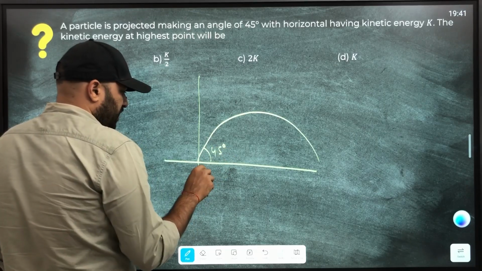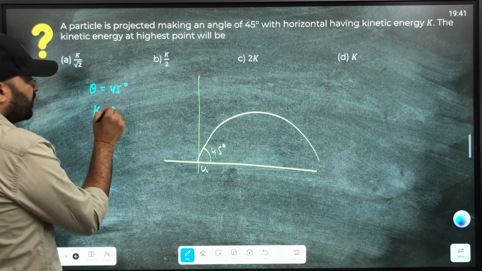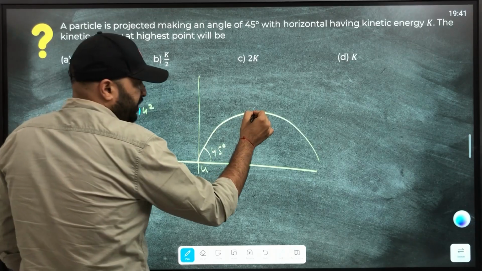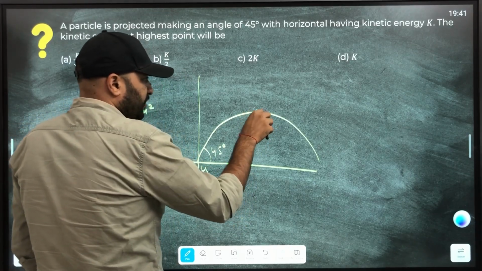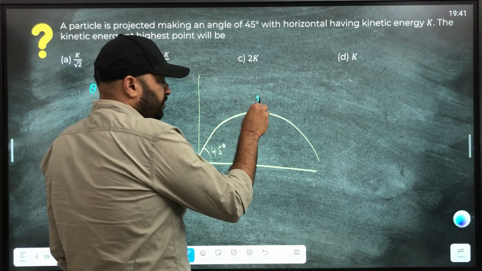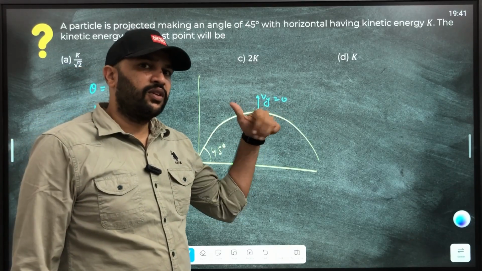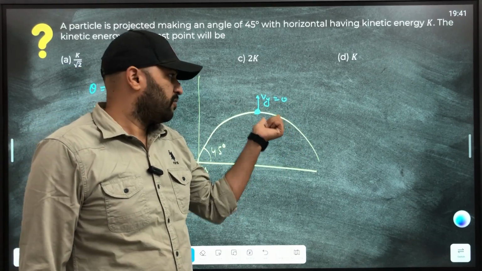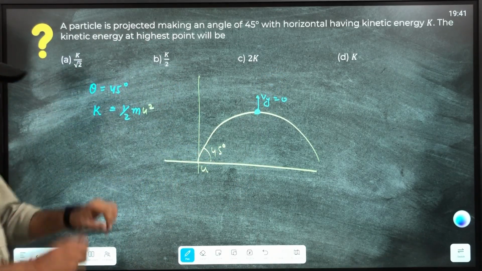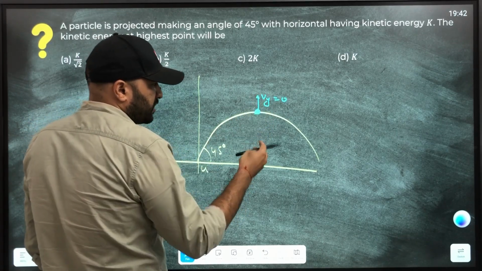If initial velocity here is u, let's say, what is our initial kinetic energy? It is half m u square, correct? Now when it reaches the highest point, I have already explained this part. There are two velocities. The vertical velocity vy becomes 0. Why is this vy 0? If there was some vertical velocity, it would have gone further higher, right? But since it is not going further, the velocity is 0.